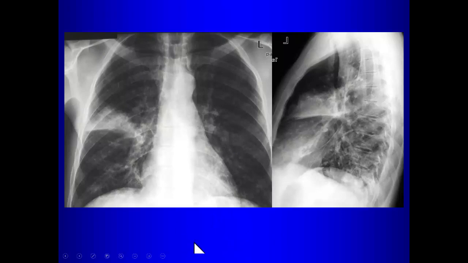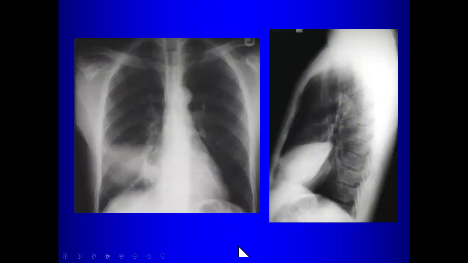What segment is this in? This is in the anterior segment. So most of the pneumonia is here within the anterior segment of the right upper lobe. Here's another patient with pneumonia. And where is this pneumonia? This time it's in the right middle lobe.